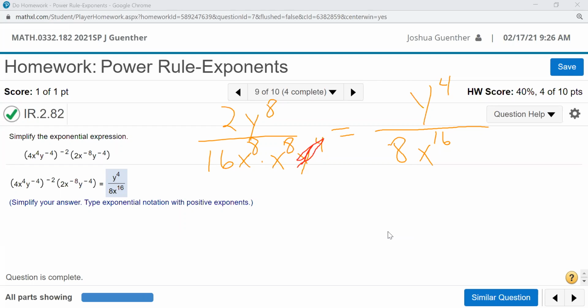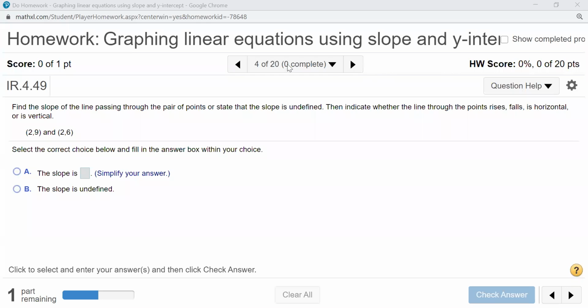Okay, Colby, I hope that made sense. Number 9 there on power rule exponents. Micah asks if we can do an example of graphing linear equations using slope and y-intercept. We sure can. Let me pull something up. Find the slope of the line passing through the pair of points, or state that the slope is undefined.